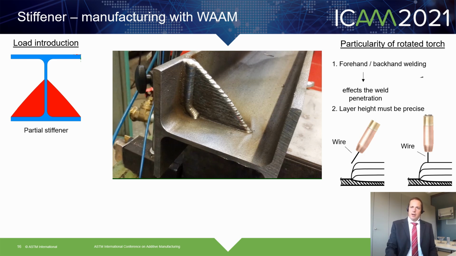Secondly, the layer height must be known exactly. For example, if the layer height is calculated too high, the wire will miss the interlayer. And with the neutral torch orientation, as you can see here on the right, you don't have this problem since it only affects the stick out, which has a very small influence on penetration. But especially in the area of the flange, when the layer height is wrong, you can miss the interlayer, and you have to be aware of this.